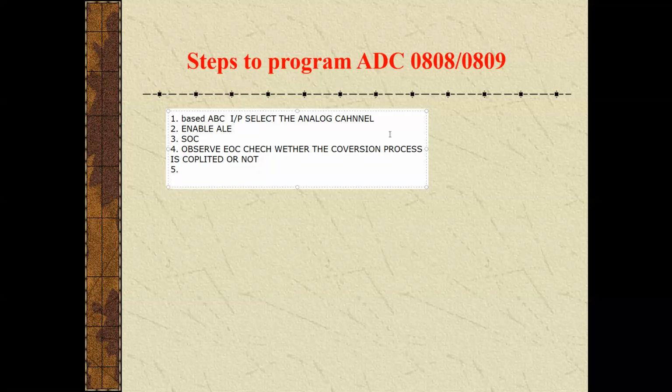Then the fifth step is reading the data after completion. After completing the conversion process, we have to read the data from this analog to digital chip. And how can we read? By activating the output enable pin, that is the OE pin. And how can we activate it? By applying a low to high pulse on this pin.